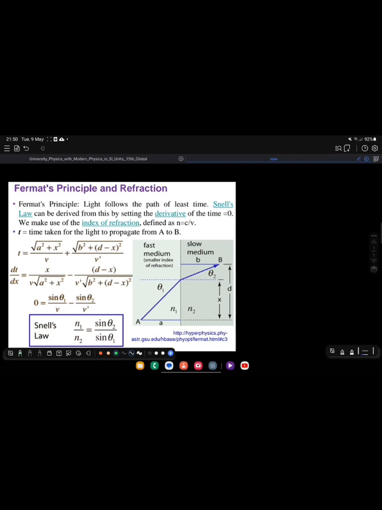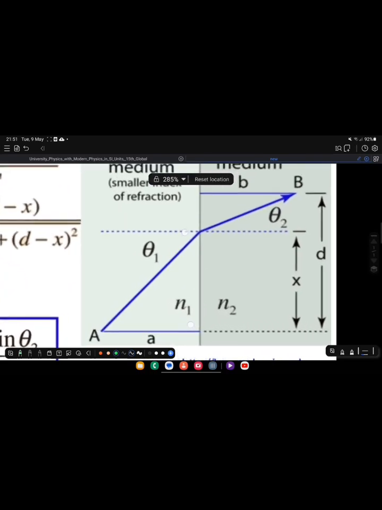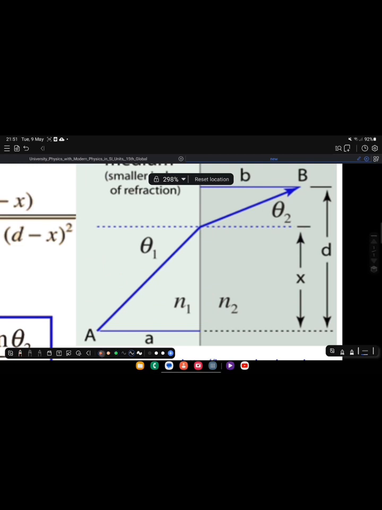Today I will explain about Fermat's principle and refraction. It states that Snell's law can be derived using the derivative, and making use of the index of refraction formula, which is n equal to c over v. So we can start the derivation by using the total time taken by the light to propagate from A to B. When we want to find the time taken, we divide the distance by the speed to get the time.